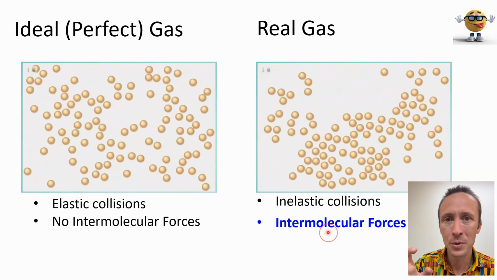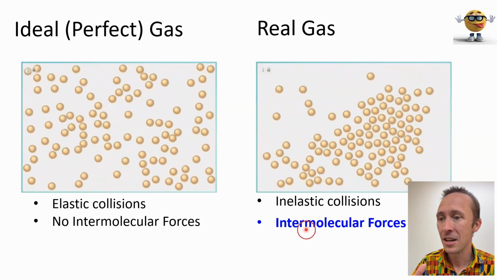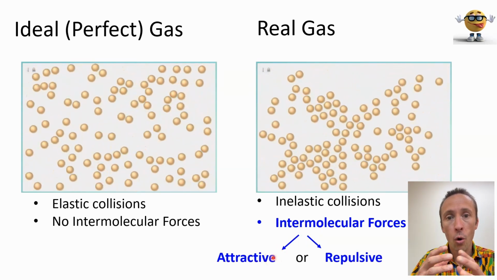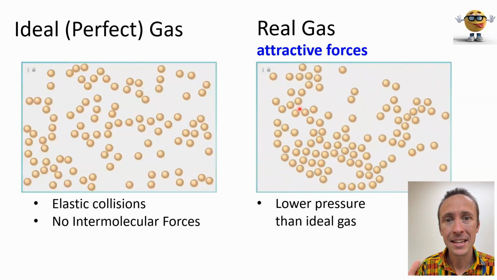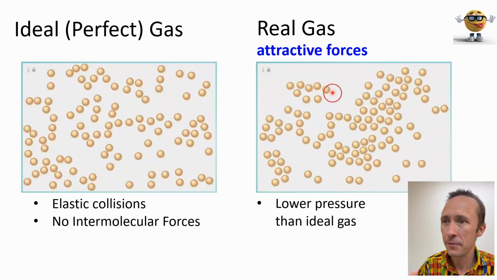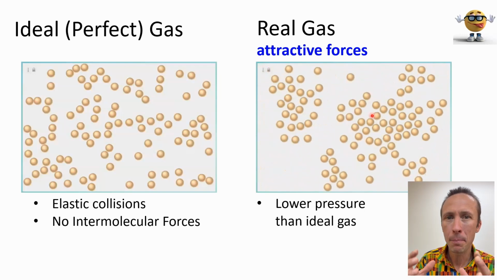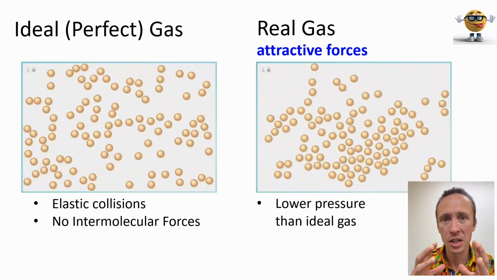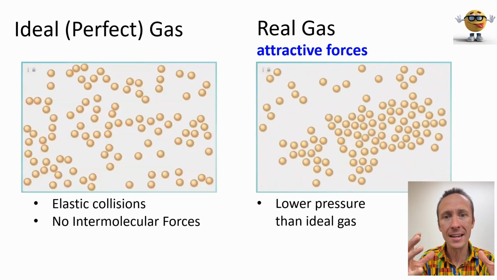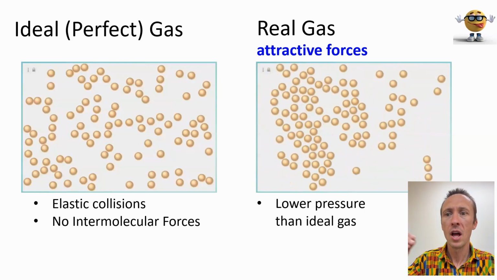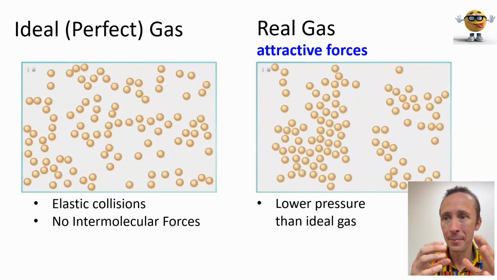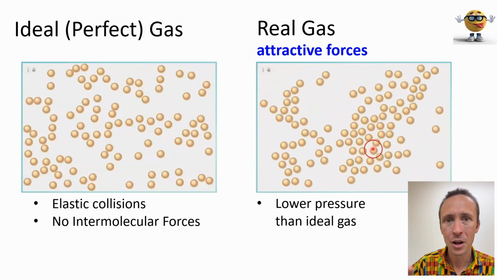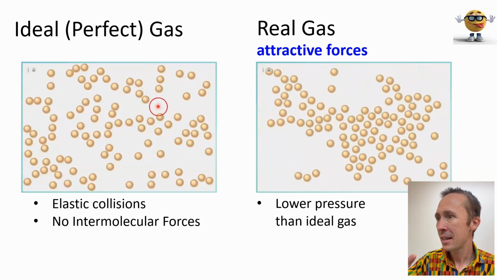And the big difference between real and ideal gases is intermolecular forces. And that means they can be attractive or repulsive. In this case, the intermolecular forces are attractive. You can see here there's some clumping. See how the particles are clumping together? They're clumping together because they're attracted to each other. There's an attractive force, kind of like magnets of opposite poles, like North and South Pole attract each other as they come closer together. And because of that, this real gas will have a lower pressure than an ideal gas.